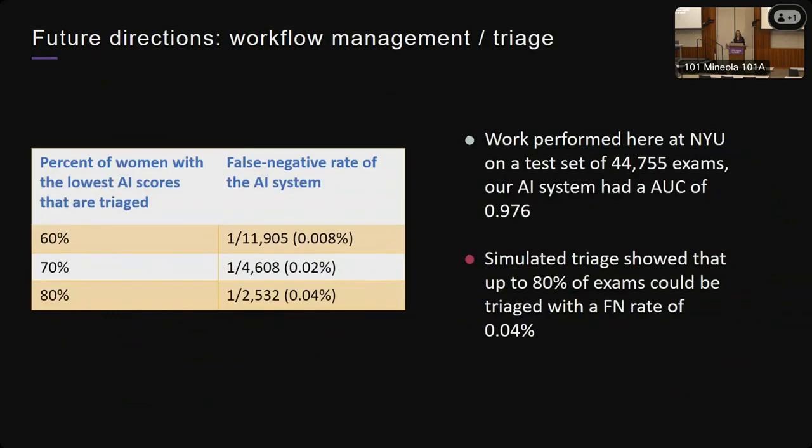Then at NYU, we did the same simulation on ultrasound, and we found that if we dismissed 60% of ultrasounds, we would miss 1 out of about 12,000 cancers. Just a simulation. Again, we're not here yet, but it's a really interesting question, I think.